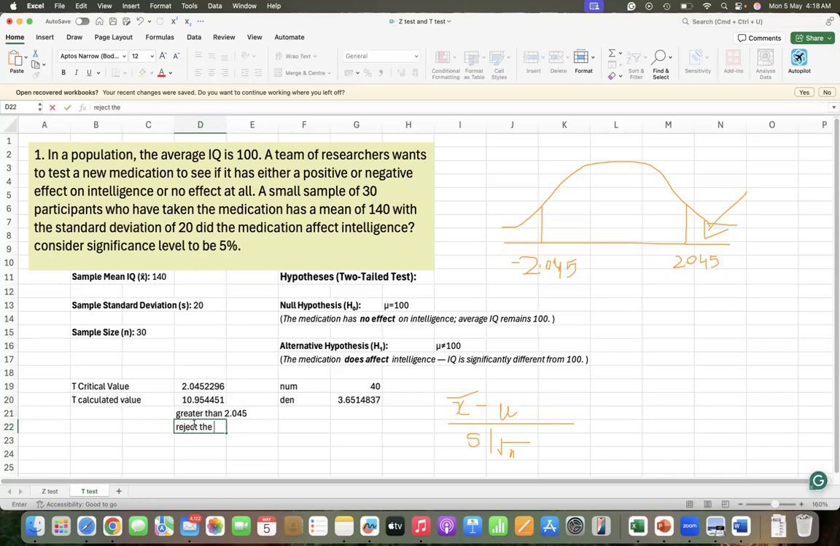And rejecting the null hypothesis means we are accepting the alternate hypothesis, and the alternate hypothesis says that the medication has an effect on intelligence. Since it is coming on the right side, we can say it has a positive effect on intelligence level. Okay. Similarly, if the confidence level is 80%, you can calculate accordingly.